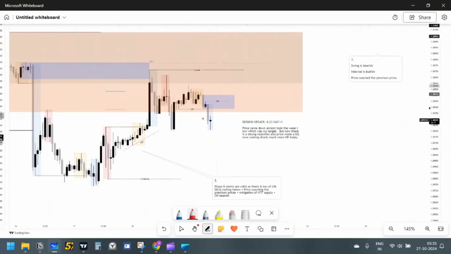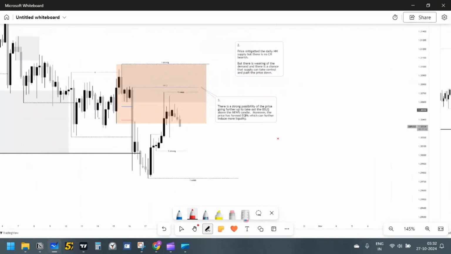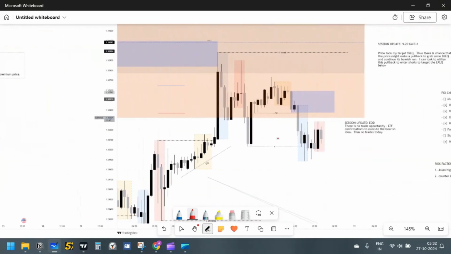So at 8:23, I decided the price came down and almost took the weak internal low, which was my target. But now there is a strong rejection, and the price has made equal lows, making the shorts much more high probability today. So that's how it turned out to be.